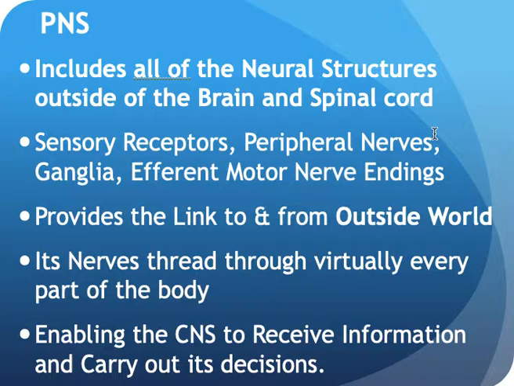So again, I'm bringing information to my central nervous system so it can be analyzed. My brain is deciding what to do, and then it's trying to control and make changes. And it's going to do this through impulses that travel through this peripheral nervous system. Okay, so link to and from the outside world. The nerves are going to thread through virtually every part of the body. And again, it's enabling my central nervous system to receive information from all these receptors, and then it's also going to enable it to carry out its decisions by stimulating those effectors.